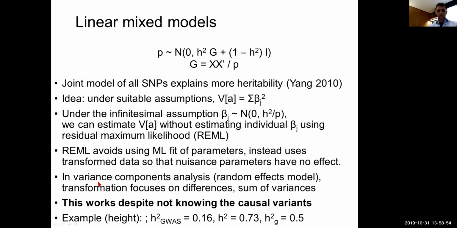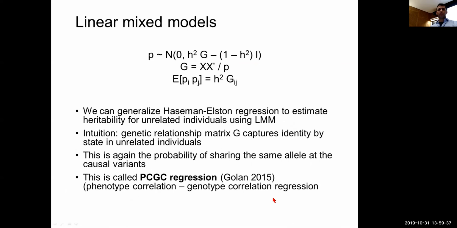And in this variance component analysis under this random effects model, this transformation focuses on the deltas, on the differences, on the sum of the variances rather than the actual values. And this works despite not knowing what the causal variance might be. So for example, for height, you can infer this overall H squared G, which comes from the entire genome, even though you don't have the betas for the entire genome. You can apply that using your kinship matrix rather than understanding the contribution of every variant in isolation. You can basically say, the more sharing I have, the more I can explain of that heritability.